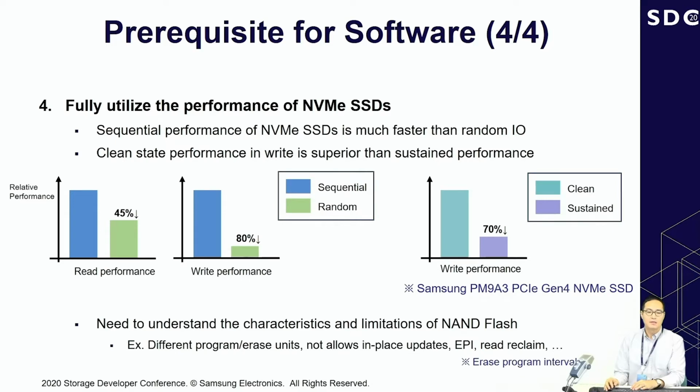The next and last prerequisite for a software solution is that it should be able to fully utilize the performance of NVMe SSD. That's quite natural. This graph shows the relative performance between sequential and random in case of reads and writes. As you can see, sequential performance of NVMe SSD is much faster than random one, both reads and writes. The next graph shows the relative performance between clean state and sustained state of NVMe SSD.